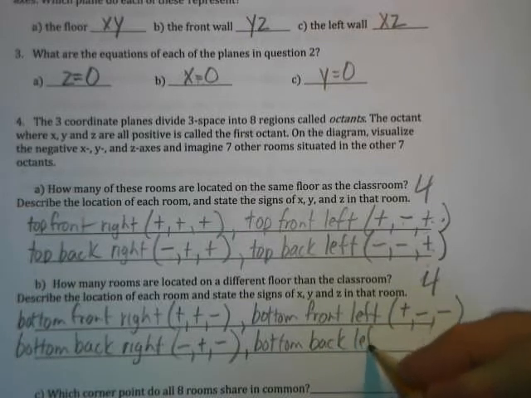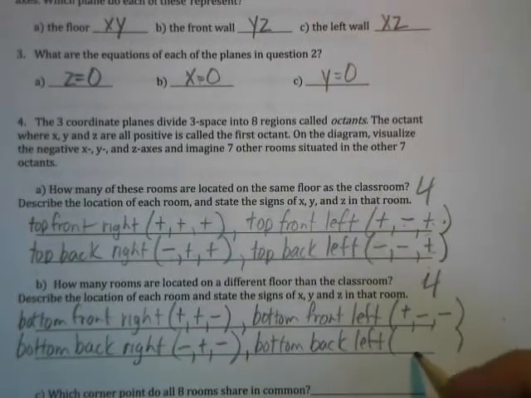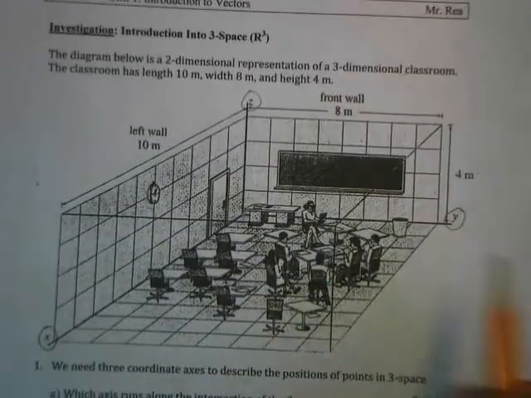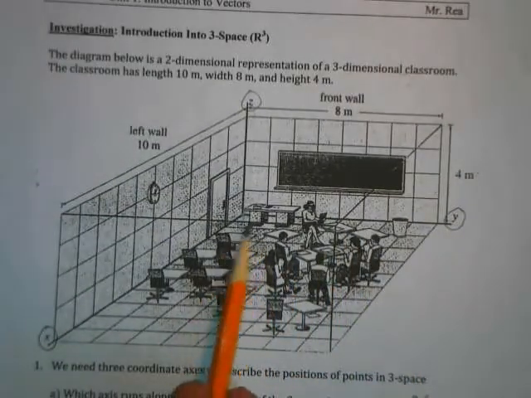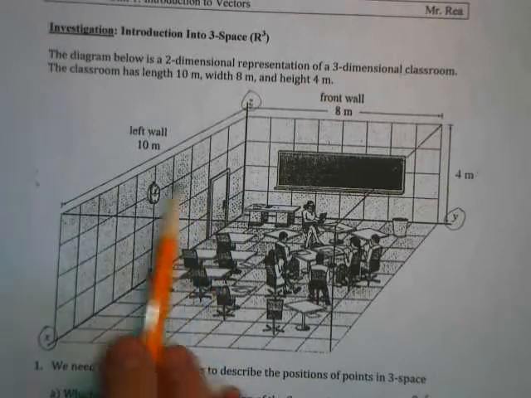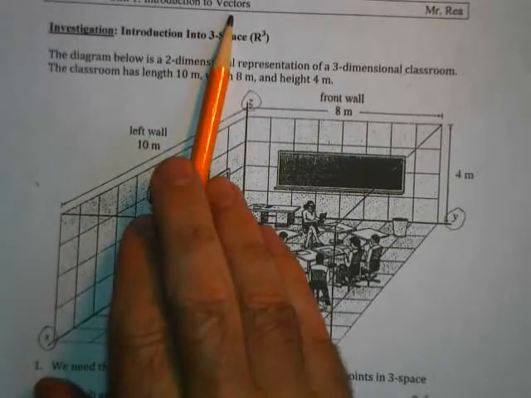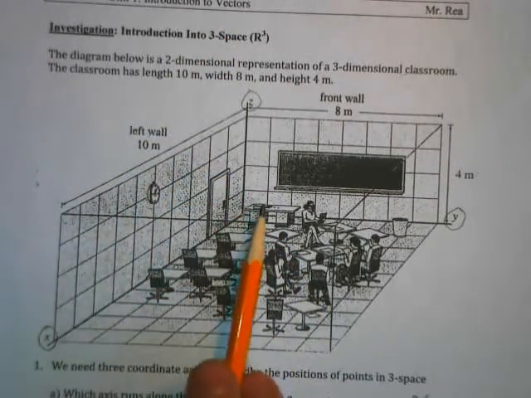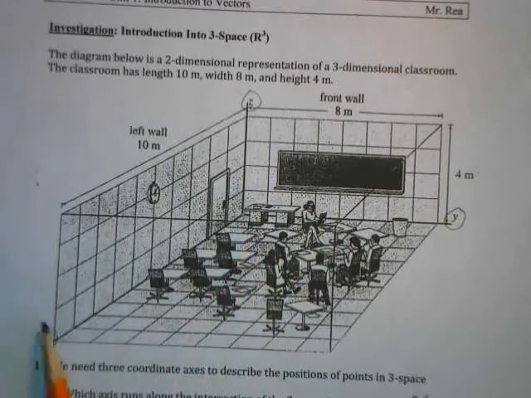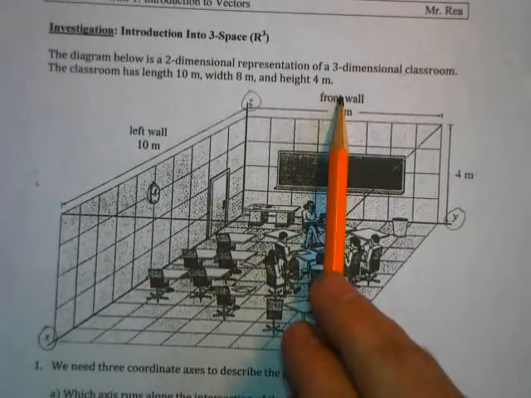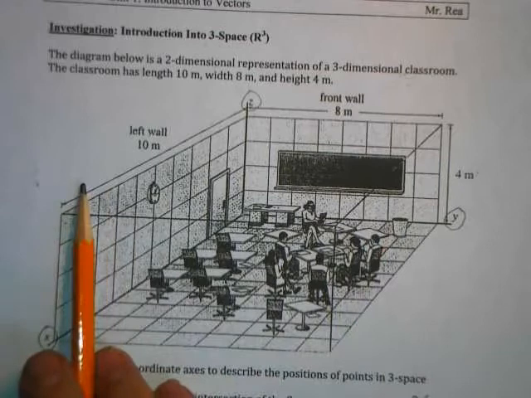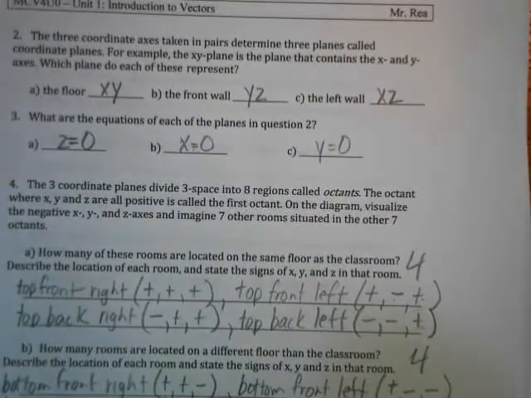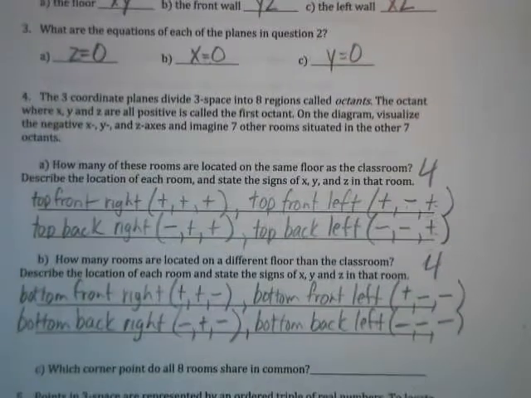Okay, and finally we've got the bottom, back, left. This is probably the most difficult room to imagine. If we stay on this floor, we go over to this side and then back, and then 1 floor below. So basically everything is negative. We're on the back part, so x is negative. We're on the left part, so y is negative. And we're on the floor below, so z is negative. So all three of these coordinates in that room will be negative.